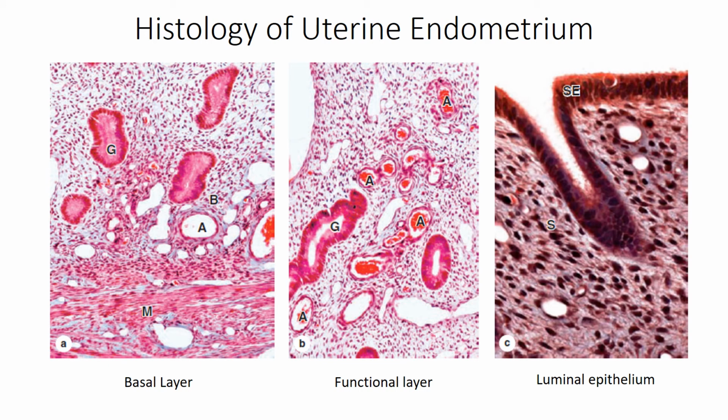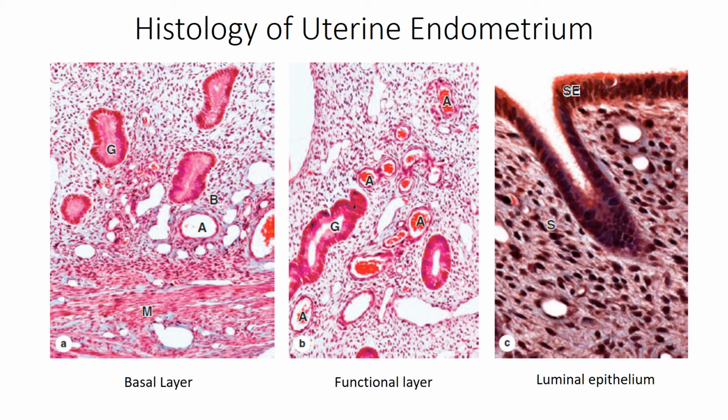Now one by one we will discuss. This is the basal layer. You can see how this portion is richly cellular. Fibroblastic cells are more, glands are fewer, and vascularity can be seen. These arterioles here are the straight arteries. And this is the functional layer.